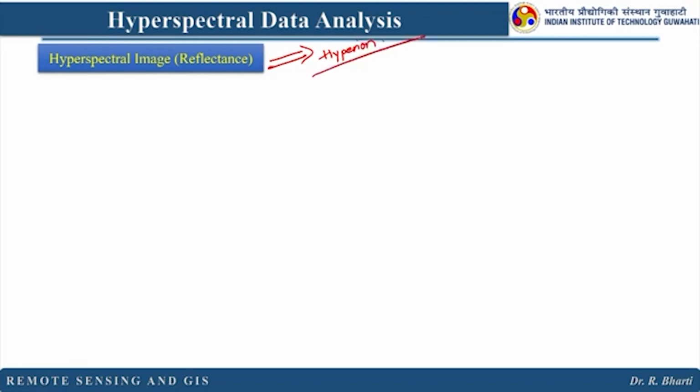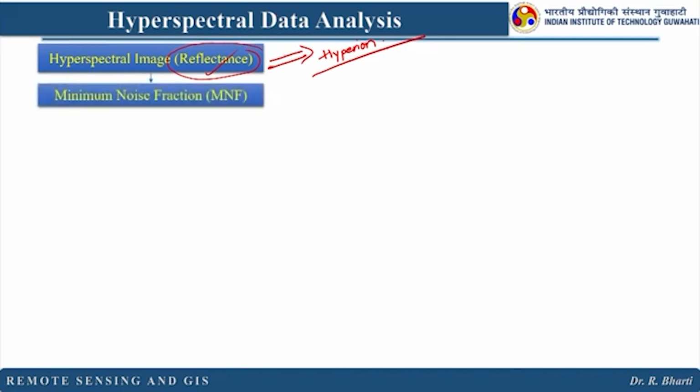So, Hyperion is one space based hyperspectral remote sensing sensor, which is actually capable of giving you 224 bands in contiguous and narrow bands, right. So, here if you see this hyperspectral images, I have written reflectance. So, first you need to convert it to reflectance. Why? Because reflectance is unique information and that can be considered as fingerprint, right. So, first we will identify this reflectance value.